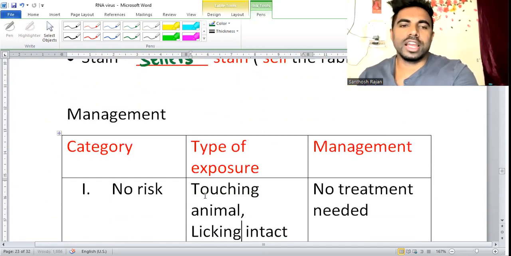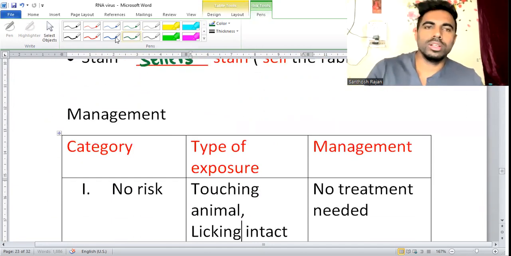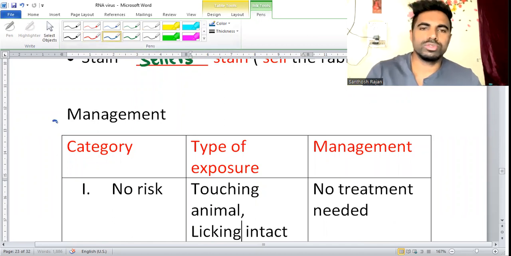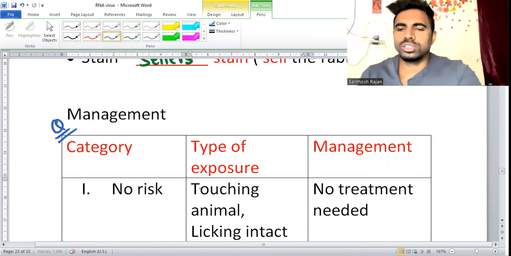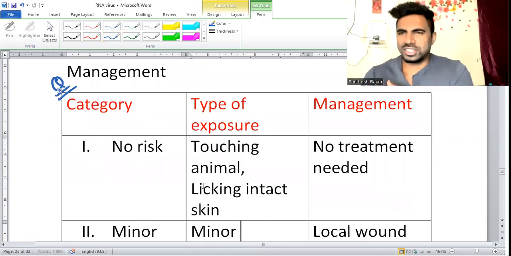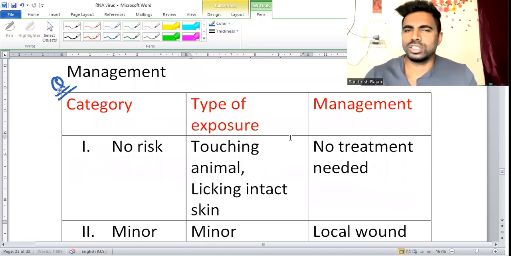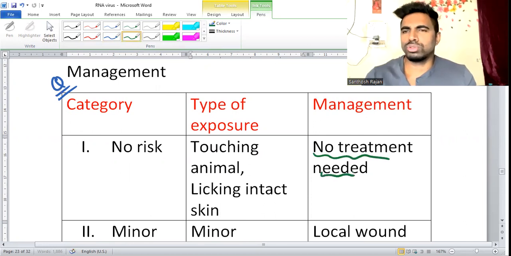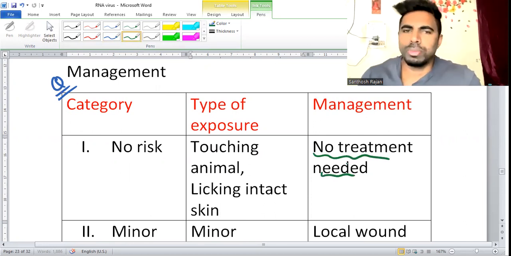Now, management. We have different categories, category 1, 2, 3. Category 1, you can also expect questions from here. Category 1 is nothing. You are just touching the animal or licking intact skin, nothing will happen. So no treatment, nothing. Just wash the area properly with plenty of soap and water, enough, and then send.